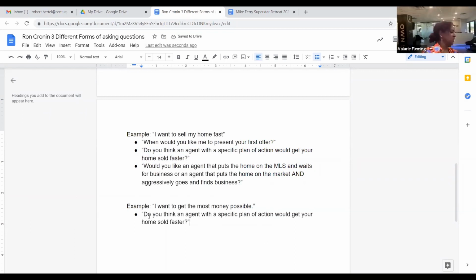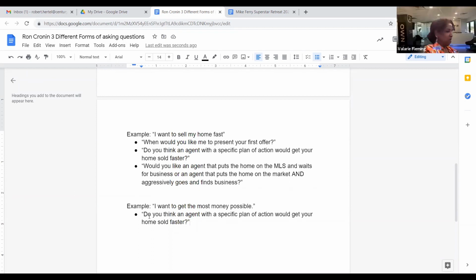Could you just say really quick, you said a driver needs to be open-ended? No, driver is yes or no. Expressives are open-ended. Analyticals are A or B. Amiables typically are more A and B. Could be open-ended. Can't really go too wrong.